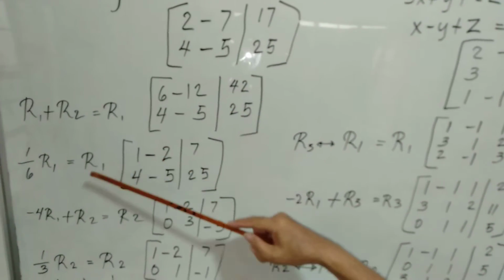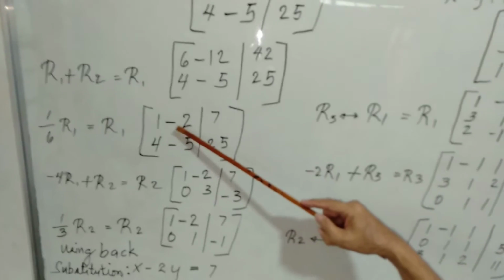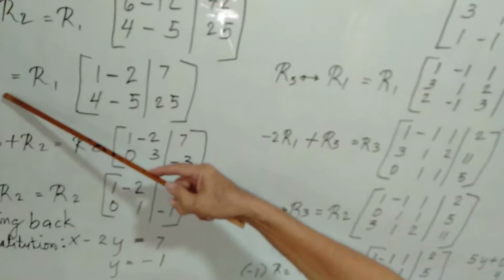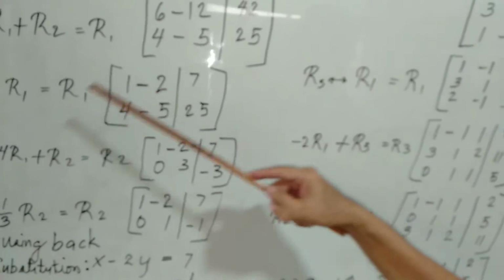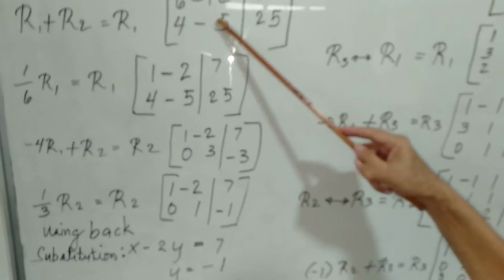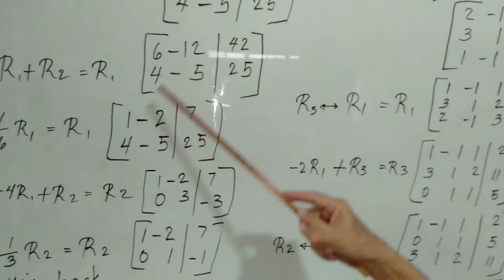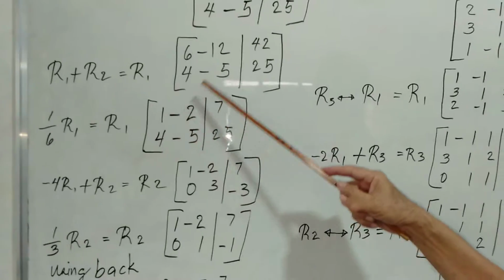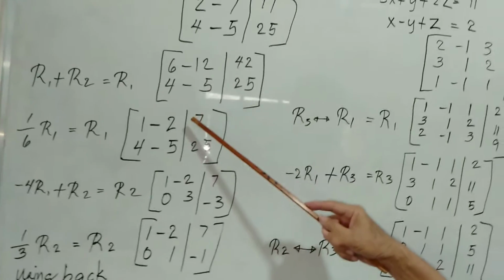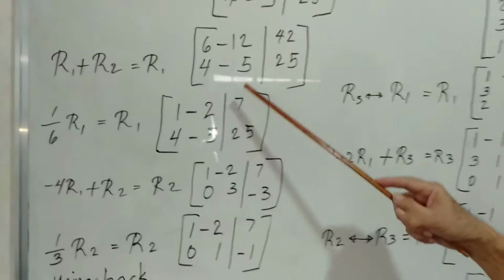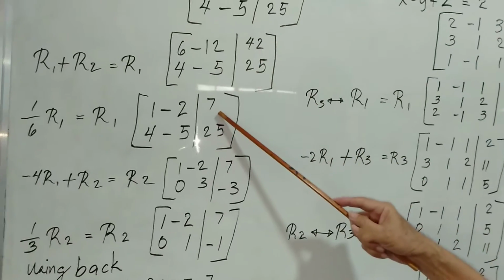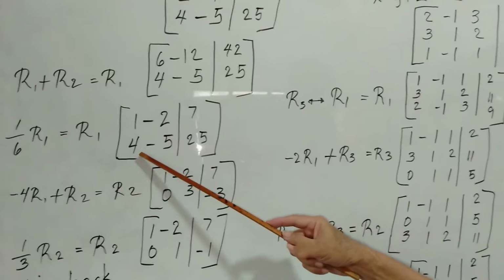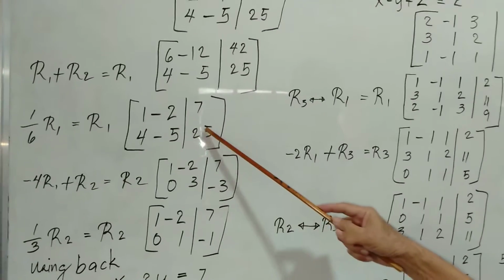So we go to the third step. We multiply row 1 by 1/6, just to simplify our computations. So 6 times 1/6 is 1. Negative 12 times 1/6 is negative 2. 42 times 1/6 is 7. So we again copy the second row.